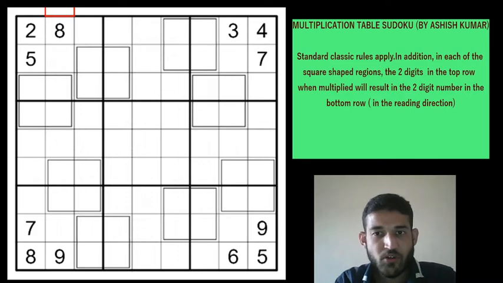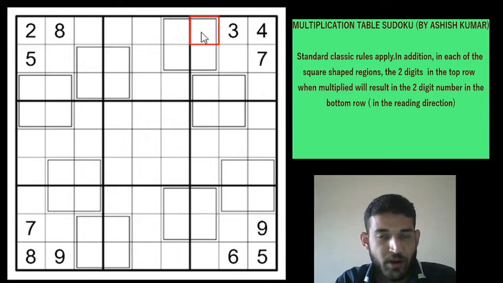The rules of the Sudoku are, in addition to standard Sudoku rules, there are some square shaped regions given in the grid, as you can see. In each of these square shaped boxes, the two digits in the top row, when they are multiplied, will result in a two digit number, right? And that two digit number will be in the bottom row. So in simple words, you multiply these two digits and whatever the product comes, you put in these two digits. And the digits will be in the reading direction.